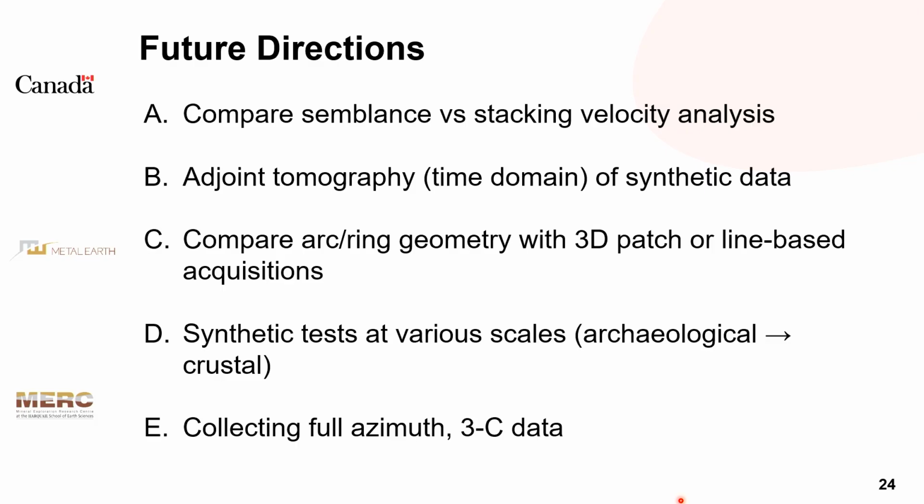I need to continue to compare the ring geometry with more conventional 3D patch or line-based versions. I've started that process. And I'd like to test this at different scales, including archaeological scales. And finally, the ultimate would be to collect full three-component field data in full azimuths.